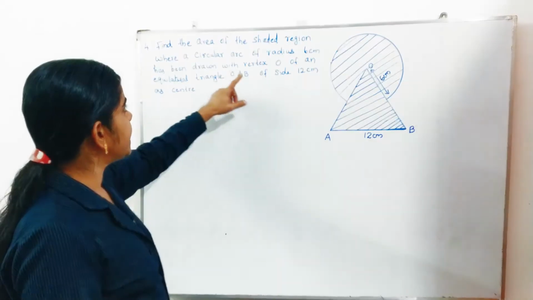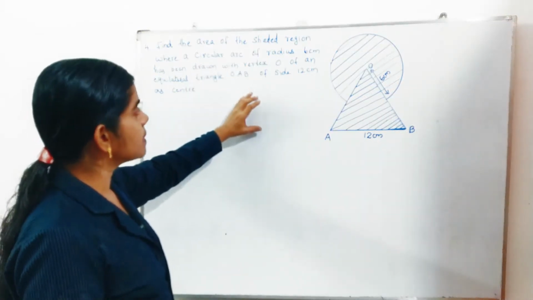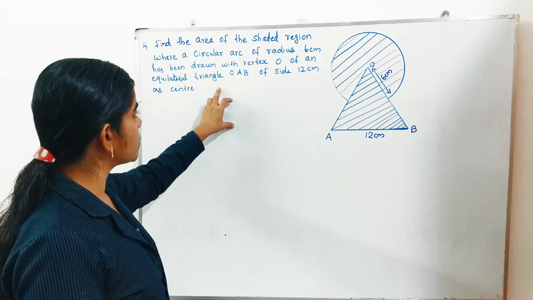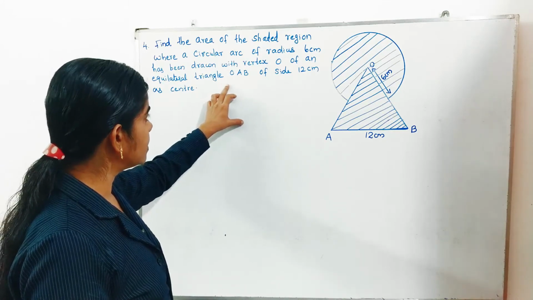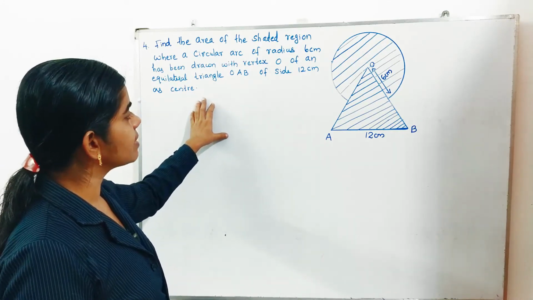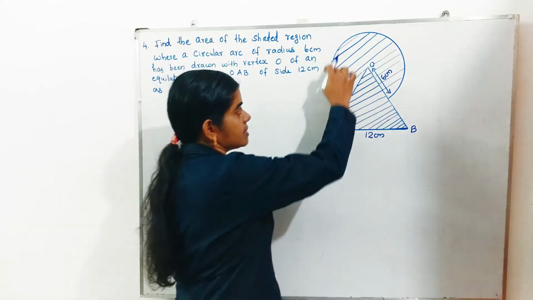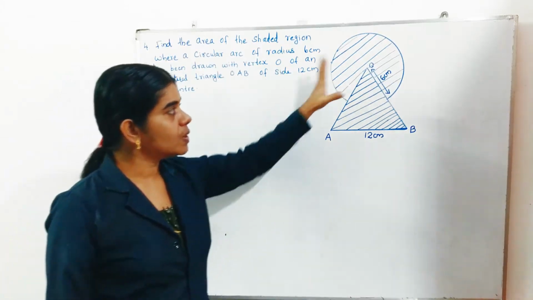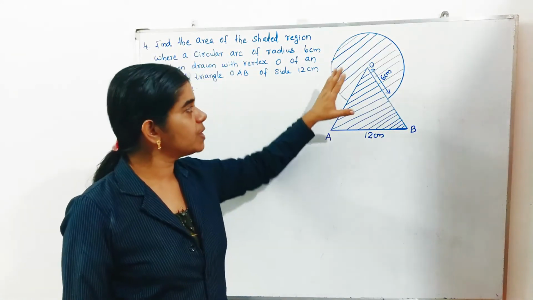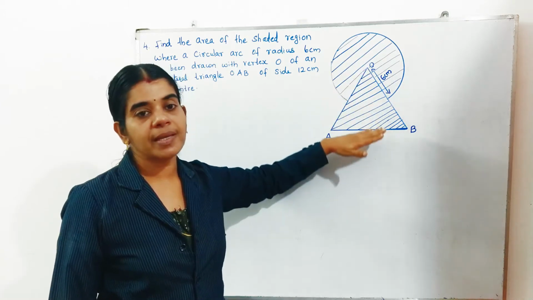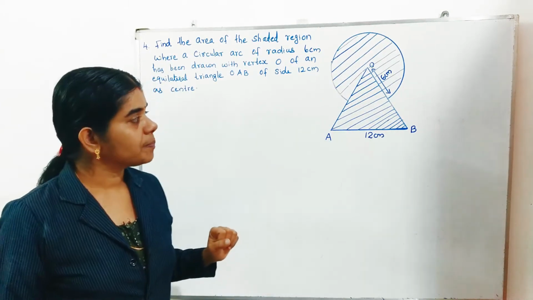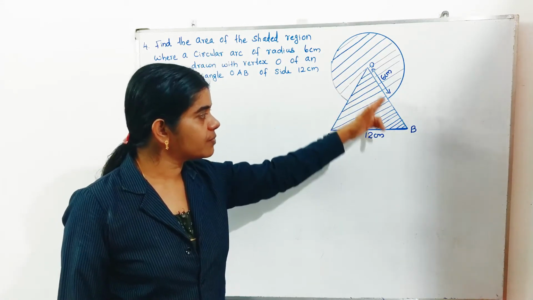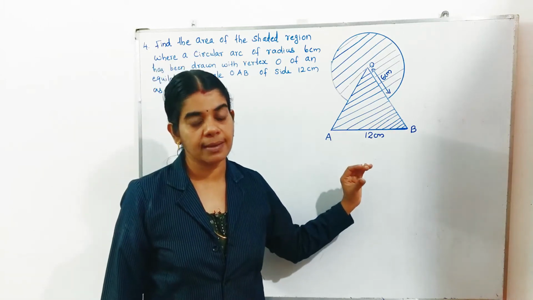Next question, find the area of the shaded region where a circular arc of radius 6 centimeter has been drawn with vertex O of an equilateral triangle OAB of side 12 centimeter as side. This is a circle and from here we are drawing an equilateral triangle also. All the part is shaded. So you want to find the total area of the shaded figure. Then one circle is there and from that one arc we are drawing one equilateral triangle.